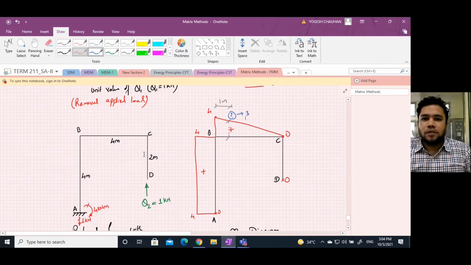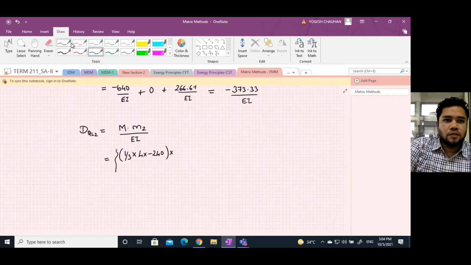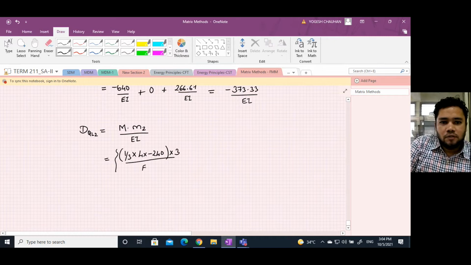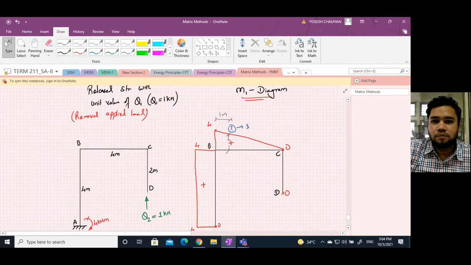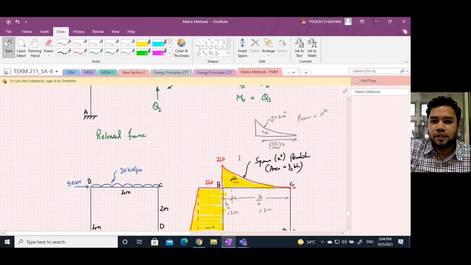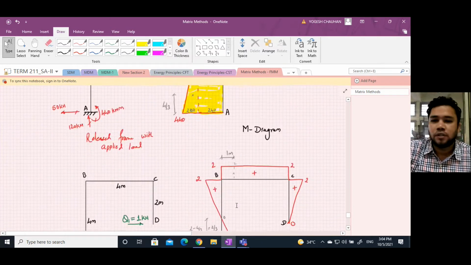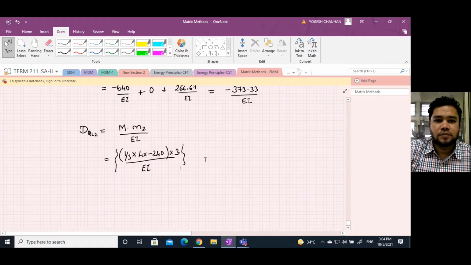So you multiply this with 3 by EI. Again you check the sign. This is the positive bending moment diagram, so this will be plus 3, and this area is negative, so it will be minus 240. This will be minus 240, and this will be plus 3.